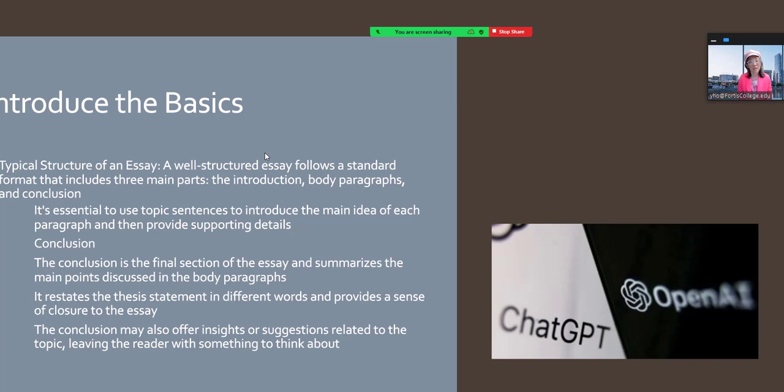So basically, the first thing that you can use ChatGPT for is you would put into the prompt, what is the structure of a good essay?